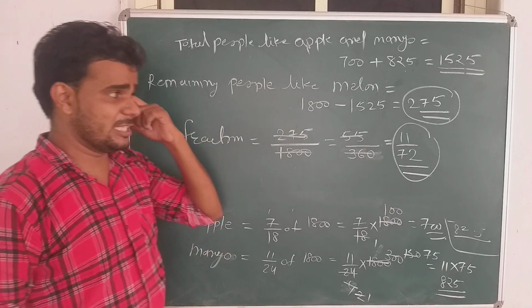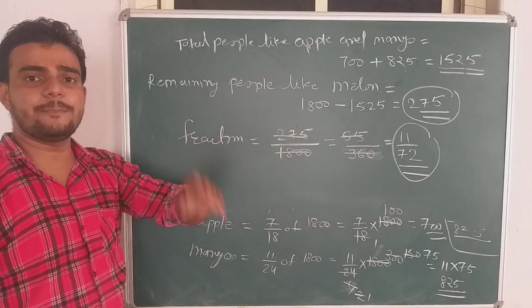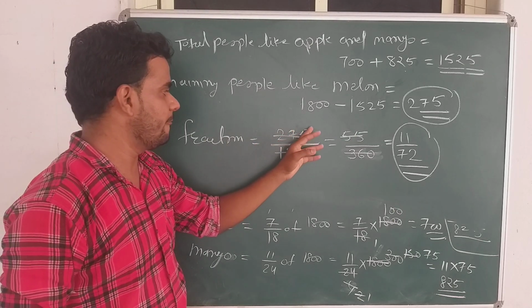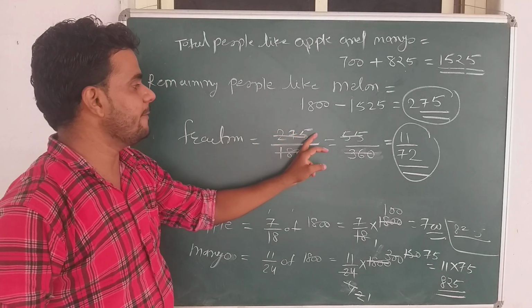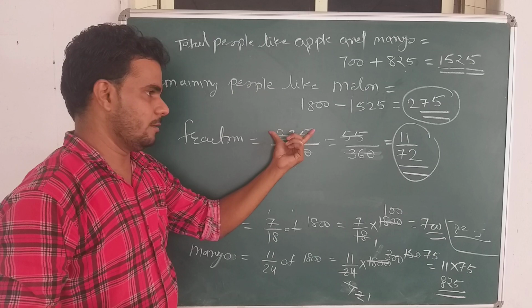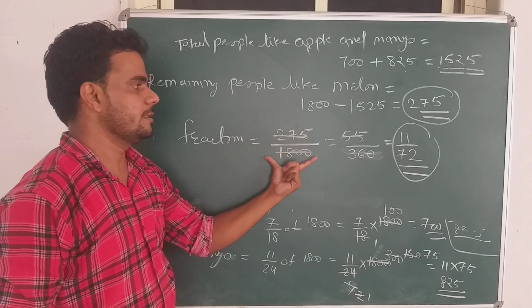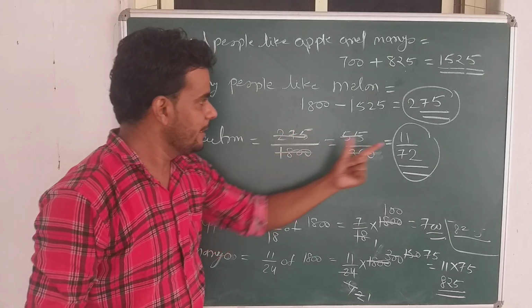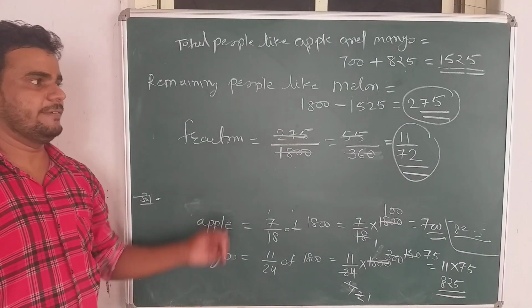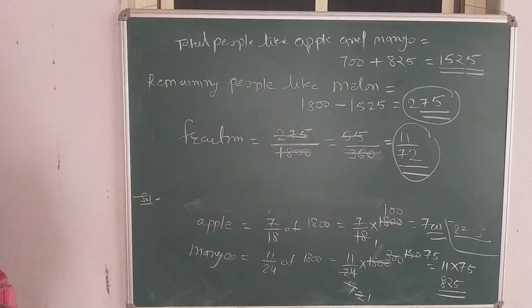Okay. Now we will find out the fraction of watermelon. It means when we have to find out any type of fraction, then we will make it the fraction. The 275 means the total number of that things upon total number of things. Okay. So 275 over 1,800. So our fraction is 11 by 25. Take a screenshot and write in your notebook.